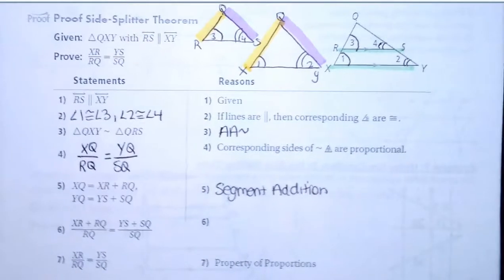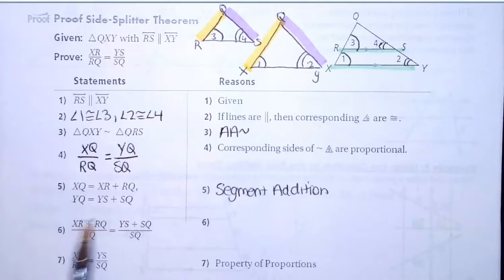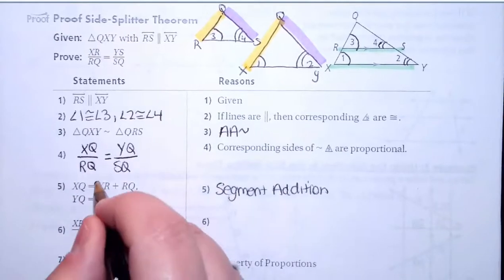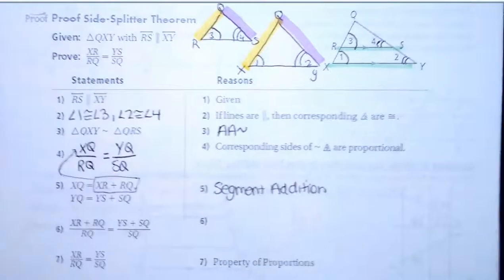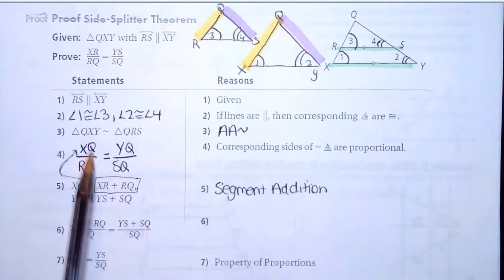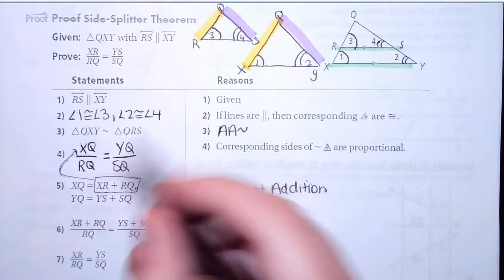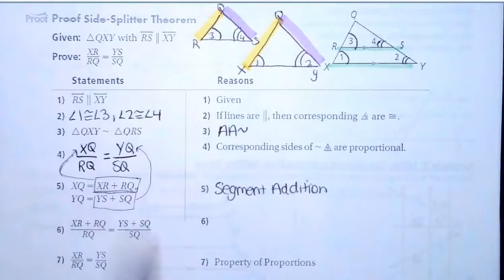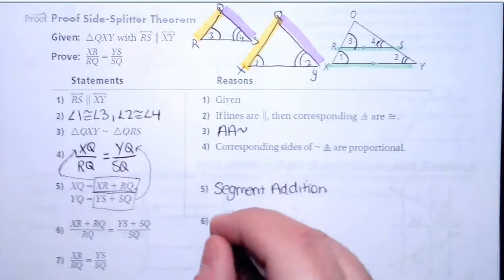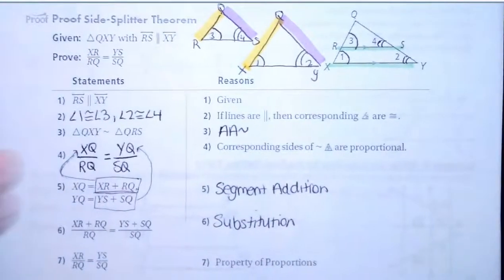Okay, now what we're doing from step 5 to step 6 is we're combining step 4 and step 5. So they're going to say XQ is equal to those two segments added together. They're taking what I wrote down in step 4 and putting that in place of XQ on the top of that fraction. And same thing here with YQ, they're taking what I did in step 4 and just replacing that. So this is just substitution, basically combining step 4 and step 5 together.